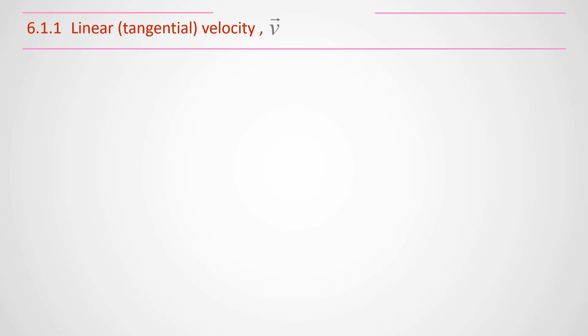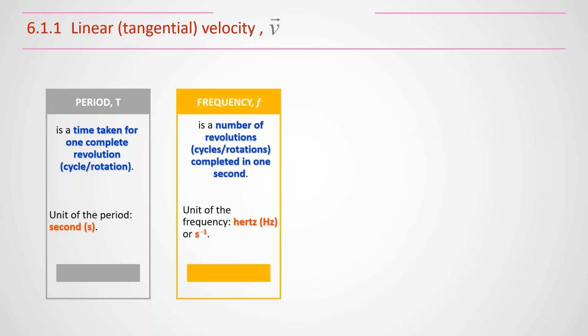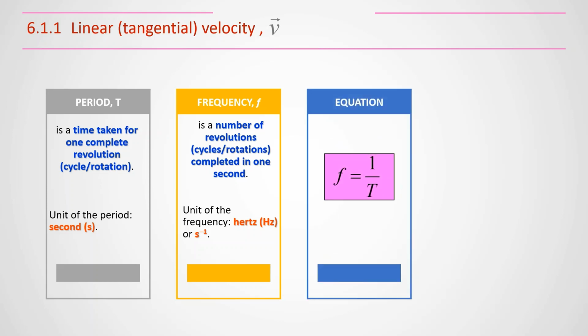There are two parameters involved in this topic. The first one is period. Period is the time taken for one complete revolution, cycle or rotation, and the unit for period is seconds. And the second one is frequency. Frequency is the number of revolutions, cycles or rotations completed in 1 second, and the unit for frequency is hertz or s to the power of -1. So the equation between f and T is given by f is equal to 1 over T.